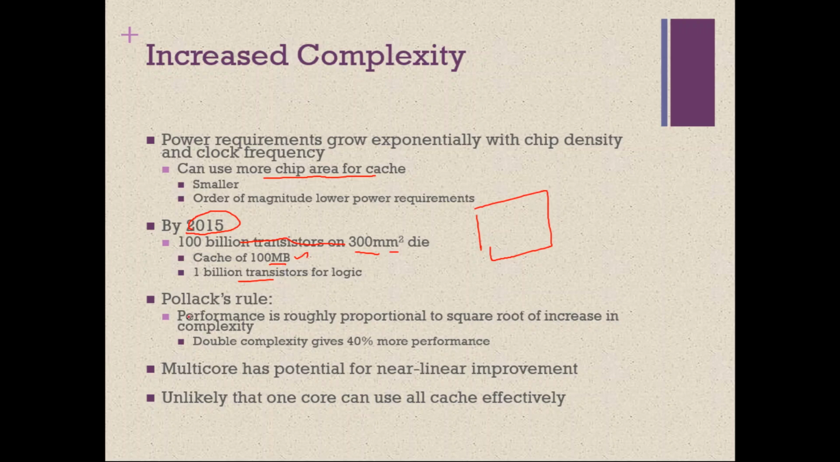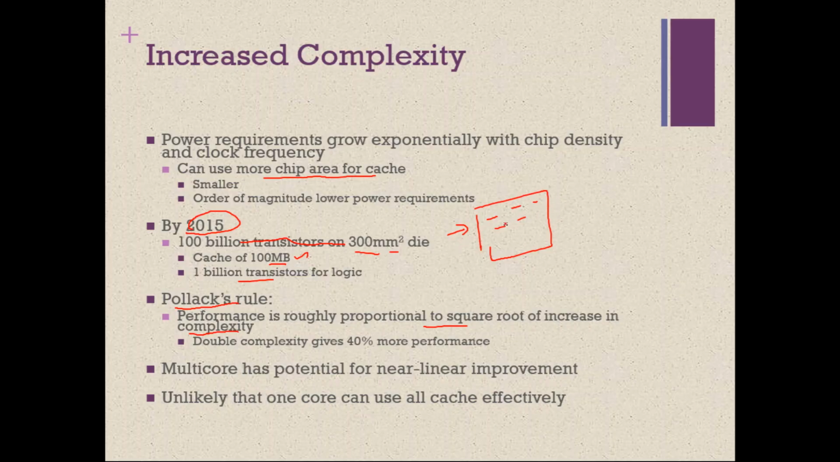Okay, so there is a rule called Pollack's rule, which states that performance is roughly proportional to the square root of increase in complexity. Okay, so as you increase the complexity of the circuit, what happens? The performance will improve. How much it will improve? It is roughly proportional to the square root of the increase in complexity. Okay. So why are we increasing the complexity? Because we want to increase the performance, right?